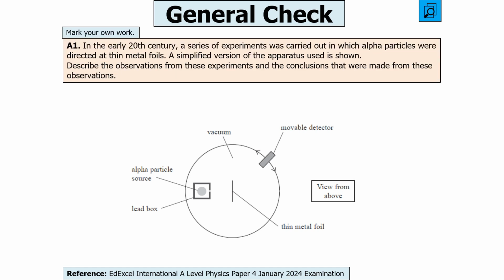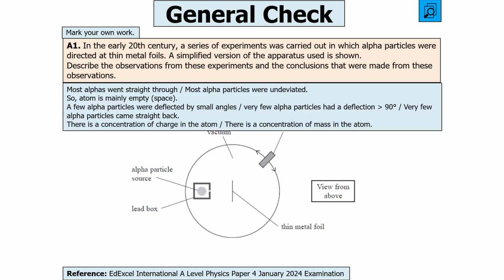Right, in this question, what should you be aware about for the alpha particle scattering experiment? That most alpha particles went straight through or were undeviated, so therefore the atom is mostly empty space. A few alpha particles were deflected by small angles, so therefore very few alpha particles came straight back. So therefore that told us that there's a concentration of charge in the atom, and that's where the concentration of the mass of the atom is as well.